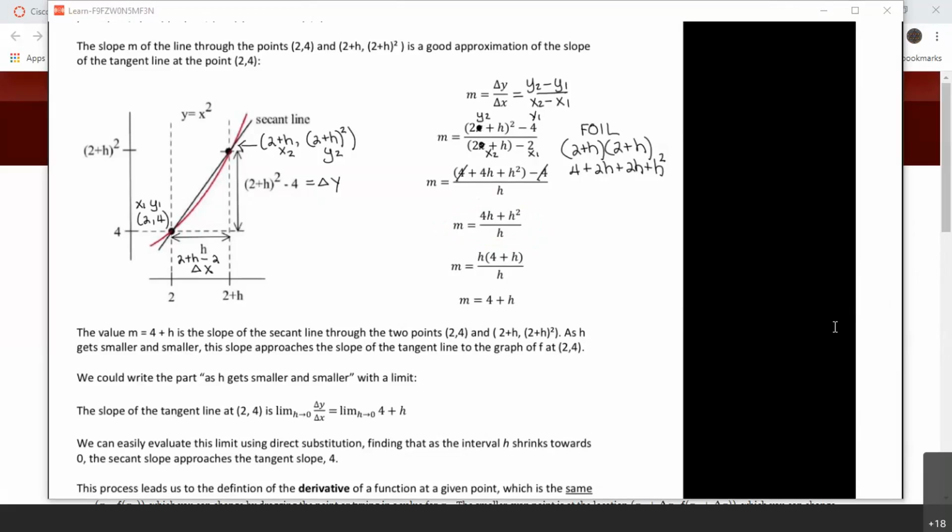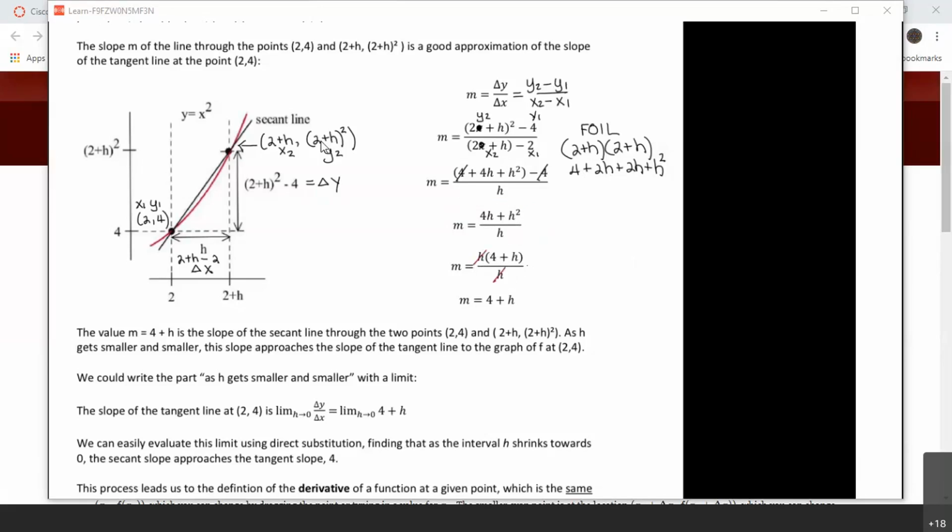Then we have this expression for the slope. And now you can see, hey, look, every term in this expression has an h in it, so I can factor an h out of the numerator. Again, remember, factor means divide. So 4h divided by h leaves the 4. H squared divided by h leaves an h. Now I can cancel out the common factor in the numerator and in the denominator. That leaves me with the expression for the slope. Well, the slope is 4 plus h.